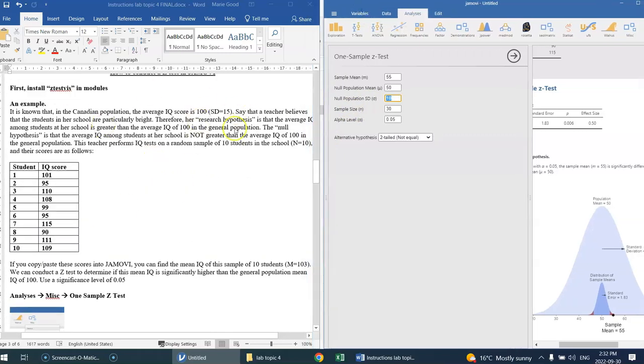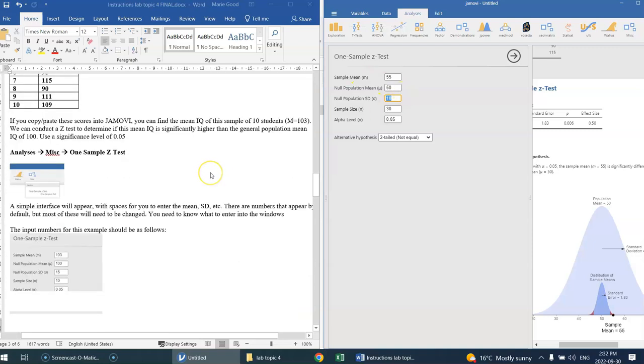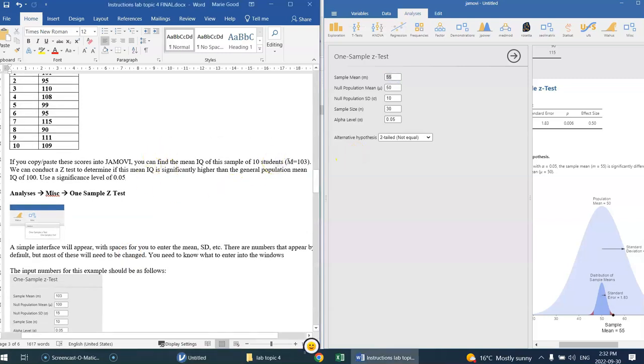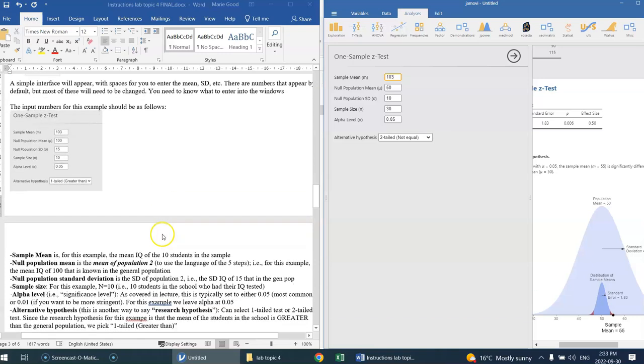Okay, so this is our problem, right? We need to tell Jamovi what the sample mean is. Okay, so the sample mean is the mean IQ of these 10 students, right? So our mean is 103. That's what we're going to type in the sample mean window. Null population mean, and that is the mean of population 2. Okay, so to use the language of the 5 steps, the null population mean, the mean of population 2, which in this case is the general population.